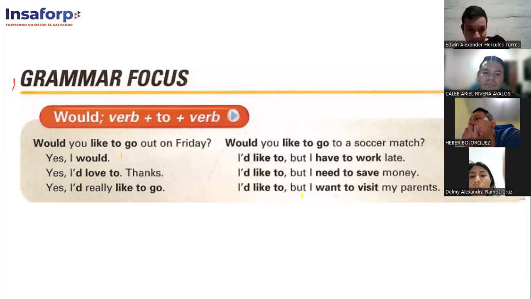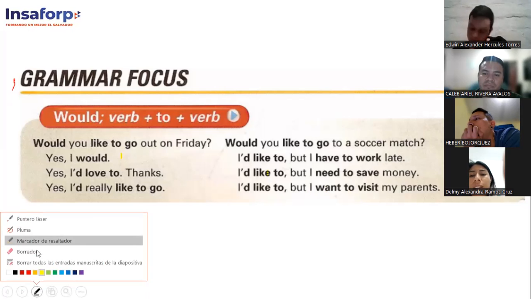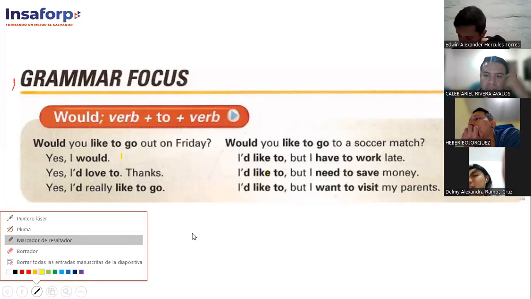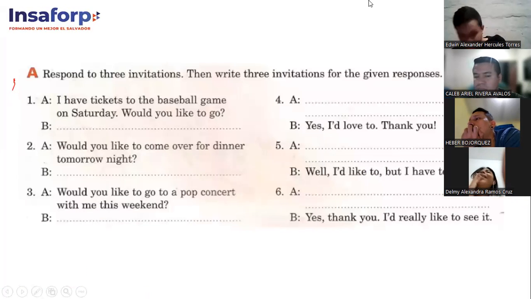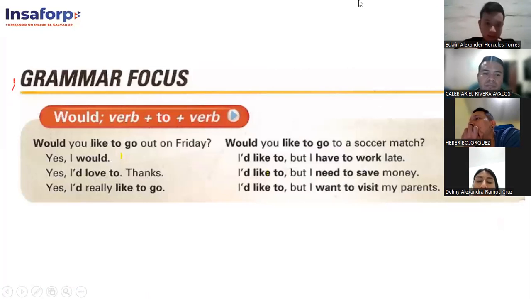I would like to, but I want to visit my parents. So these are examples using would. Now, let's make other examples. What other invitations can you make? What invitations can we make?